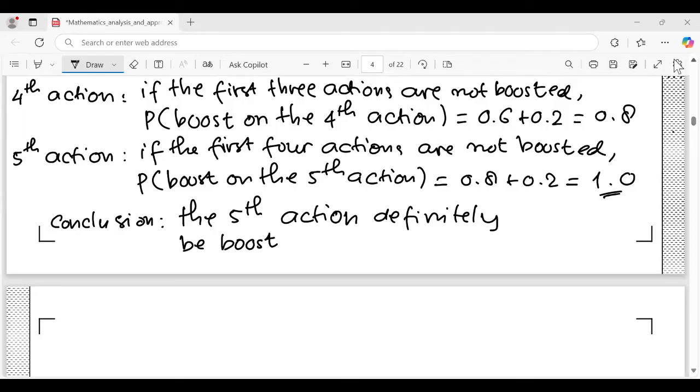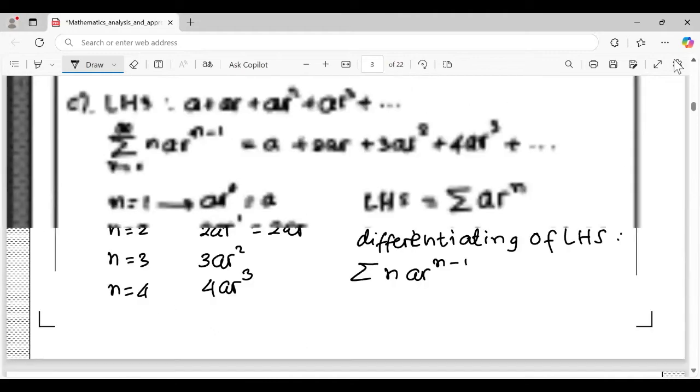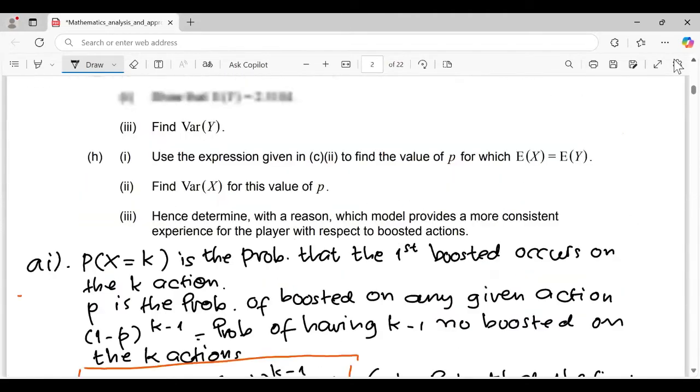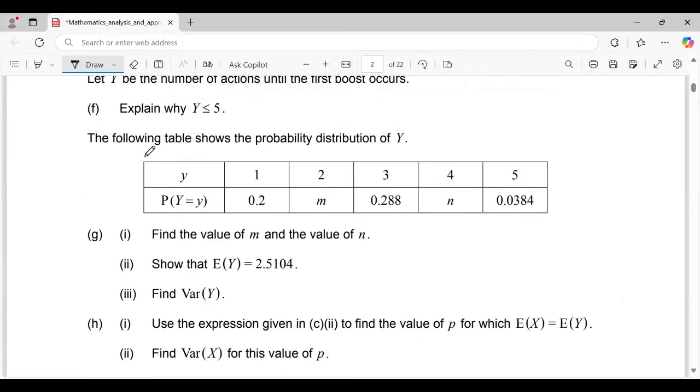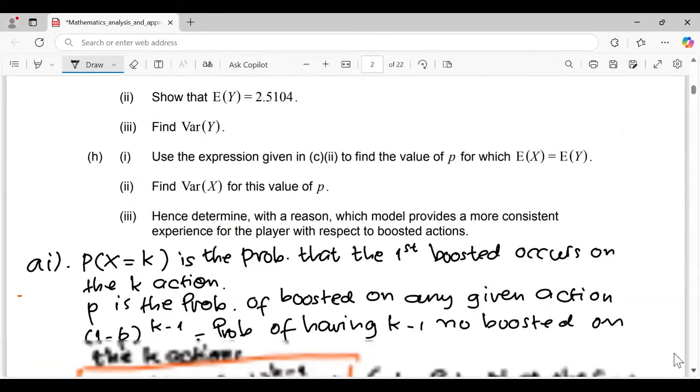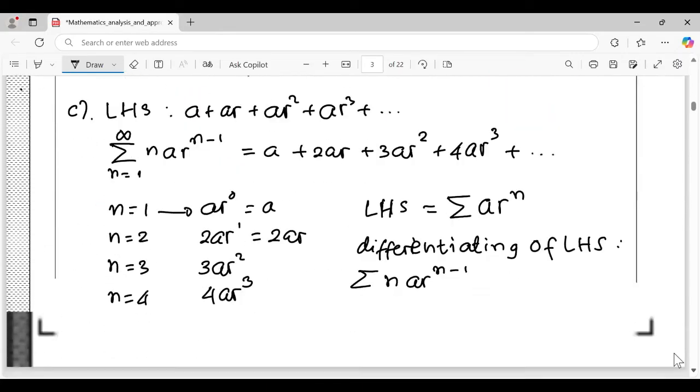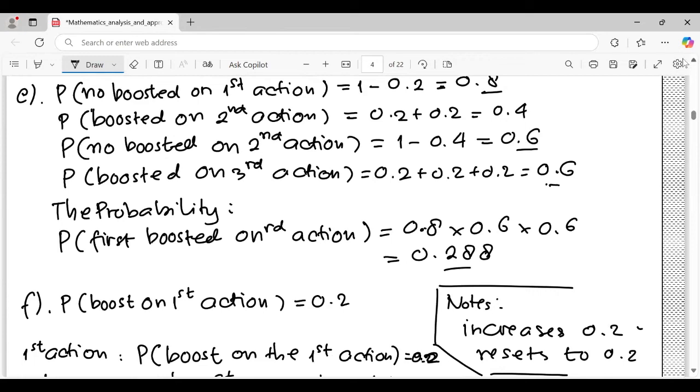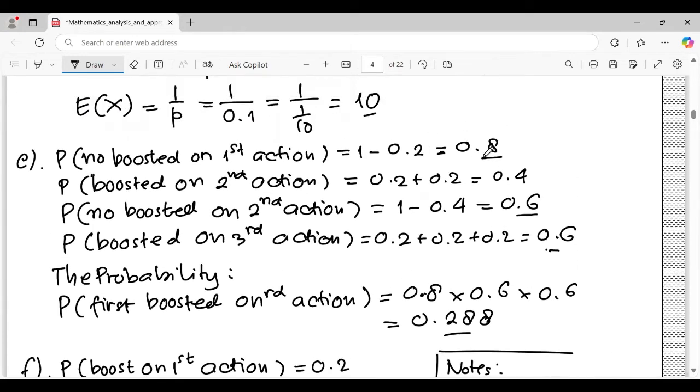Okay, next part G. The following table shows the probability distribution of Y. Find the value of M and the value of N. So according to our solution on this one, part E, M equals 0.8 times 0.4.